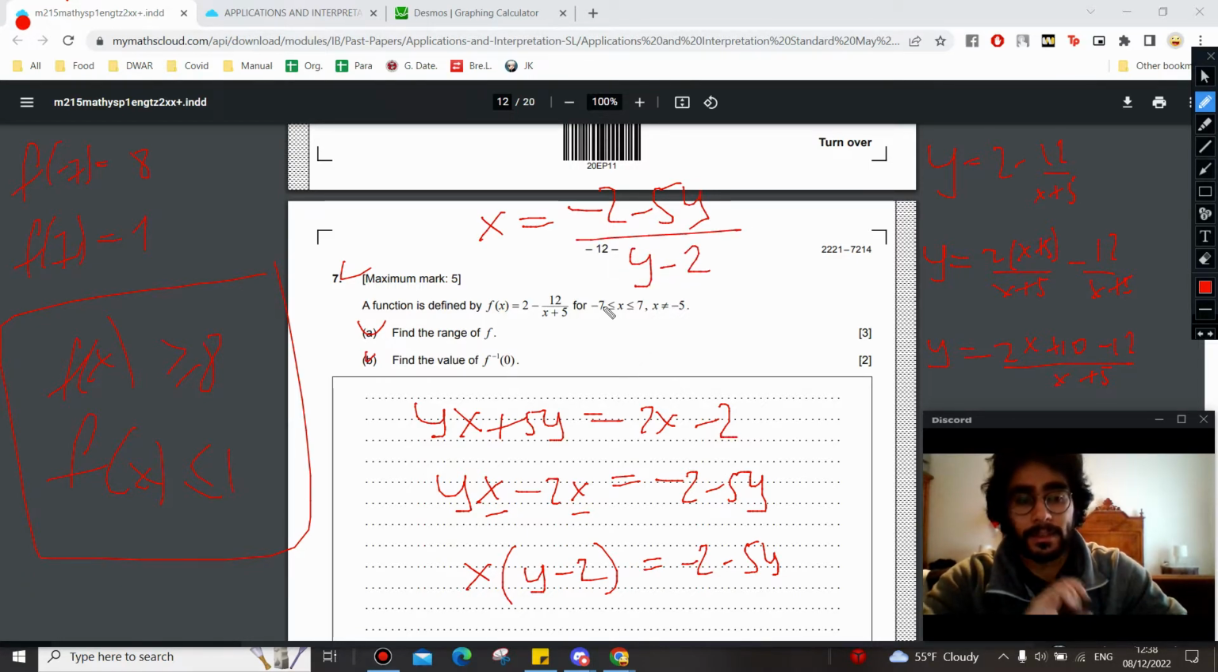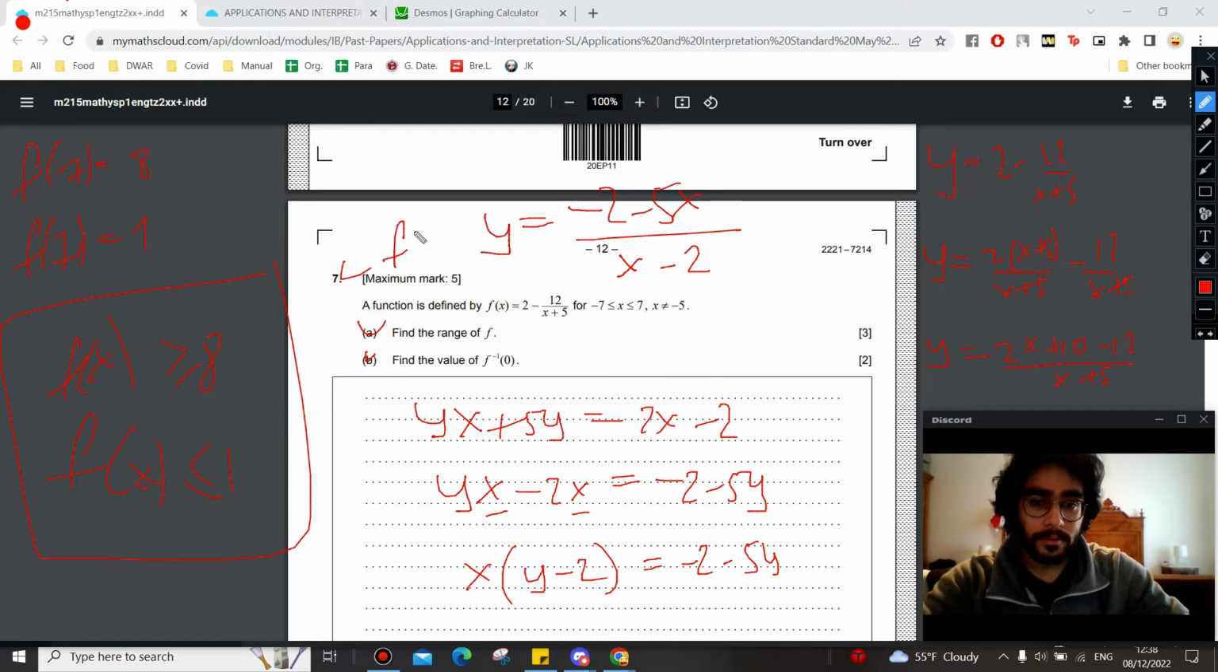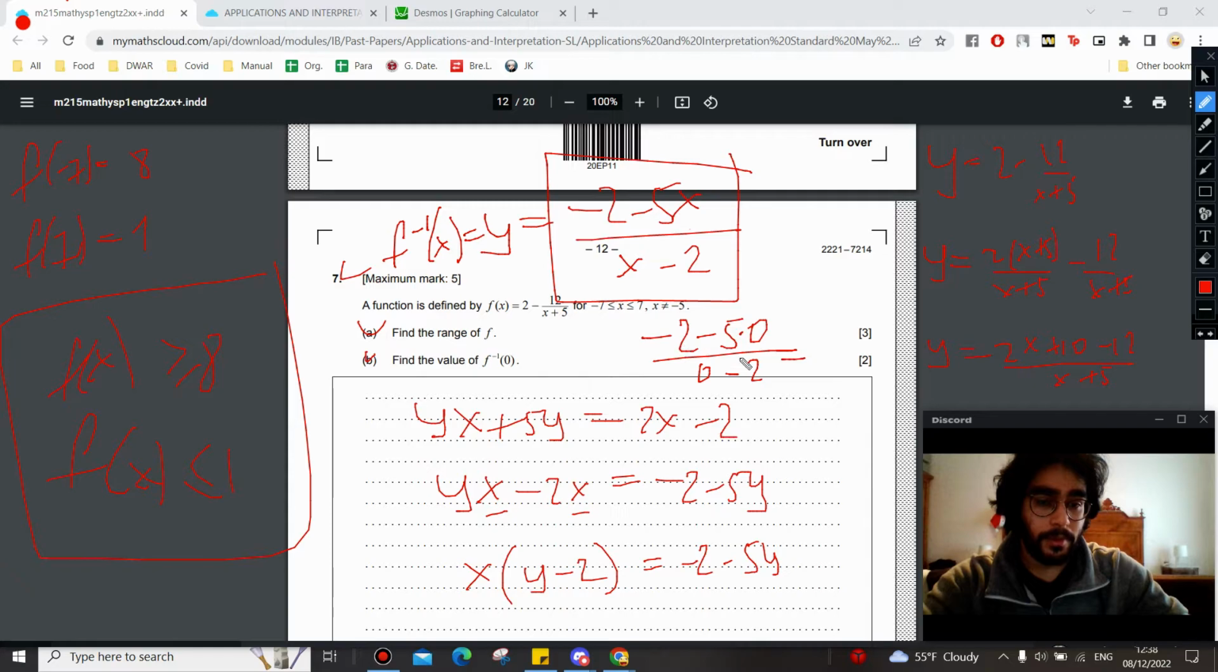Okay. Now I interchange the notation of x and y. At this point only, I can make all the x's y's and the y's x's. And I have my inverse function. Okay. Now I can plug in 0 here and find my answer. So minus 2 minus 5 times 0 divided by 0 minus 2 is equal to minus 2 divided by minus 2, which is equal to 1. And that's pretty much it.